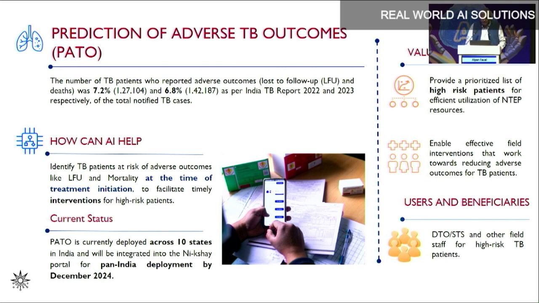And this is currently deployed across 10 states in India. It's being prepared for integration into the NICSHI platform so that every single patient who is entered into NICSHI gets a risk score for these outcomes. And this is supposed to happen by December 2024. But we are already integrated in 10 states through a separate app. And the app provides to the TB health worker a prioritized list of high-risk patients. And so they can follow up with these patients. They can target these patients for counseling and for intensive interventions.